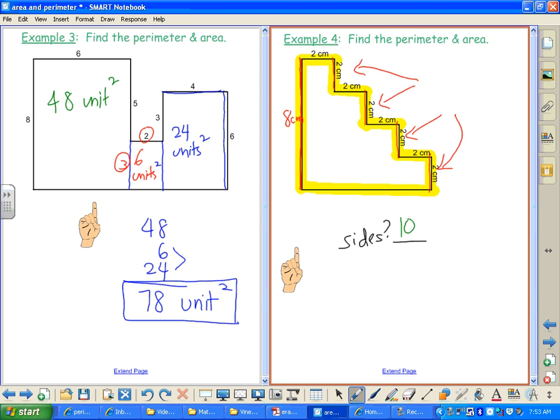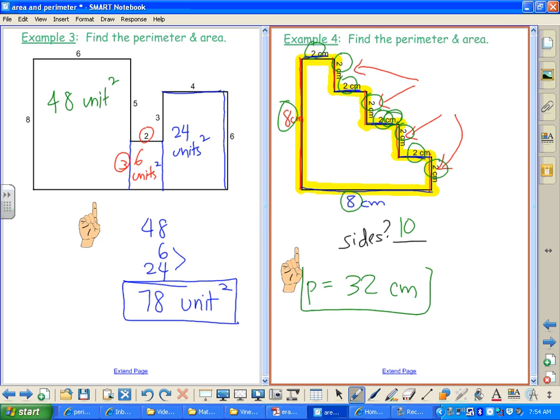This length here on the bottom is going to be made up of this length there, that's 2, 4, 6, 8. That's also 8 centimeters. Okay? So what is my perimeter? We'll start adding them up. 8 plus 8 is 16. 17, 18, 19, 20, 21, 22, 23, 24, 25, 26, 27, 28, 29, 30, 31, 32. My perimeter is 32 centimeters. They gave us centimeters this time around, so we're not using units, obviously. So my perimeter equals 32 centimeters.